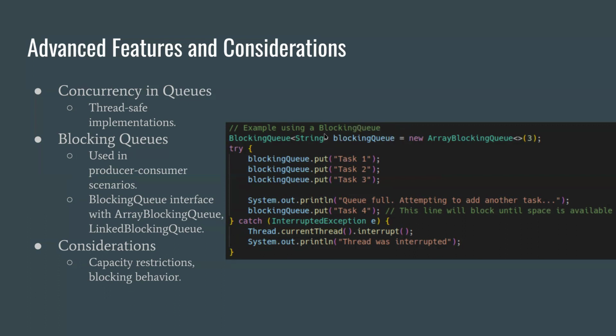And blocking queues are particularly useful in producer-consumer scenarios where they help manage and mitigate resource conflicts effectively. And here is an example of using a blocking queue. We'll talk more about each implementation in the dedicated lecture for that specific implementation.